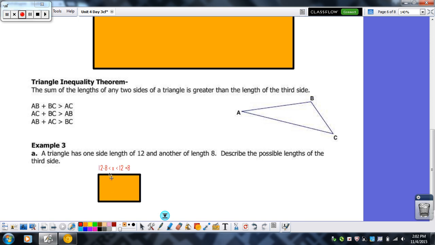So 12 minus 8 is going to be less than x, which could be anywhere in our range of numbers, which is less than the sum, which is 12 plus 8. So our range of possible numbers is between 4 and 20. So our third side is somewhere between 4 and 20.